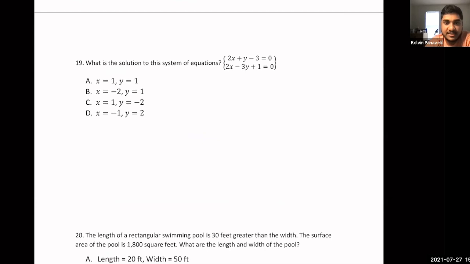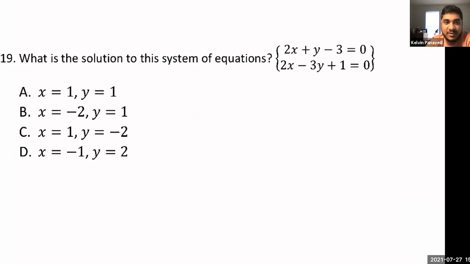Let's go ahead and practice number 19, right? What is the solution to the system of equations, okay? This is definitely really important that you're able to solve systems, okay? So let's see. Whenever you're solving a system, you want to think substitution or elimination, okay? Substitution or elimination. And you always want to try to pick the method that gets you the answer most effectively, right? So let's go ahead and read this question.